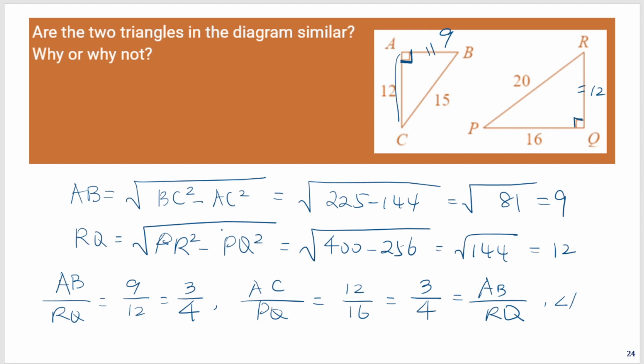And we know angle A equals angle Q. The angle in between is also equal. Therefore, we have triangle ABC is similar to triangle QRP, right? By SAS, not by SSA. Remember, SSA does not necessarily mean similar, right? Do you get it?